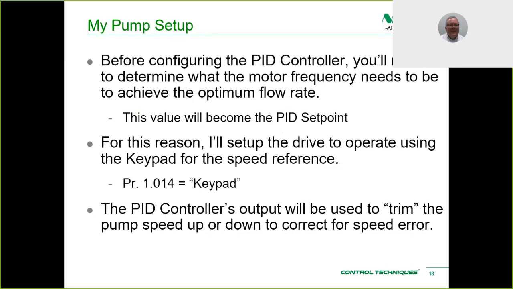And obviously I don't have a pump. I'm not working on a pump here. I've got a potentiometer for my feedback. So all I'm going to do is run my motor speed up, and while I'm running the motor speed up, observe what the feedback is. As I'm running the pump up to speed, I'm watching for the sweet spot. That's what's going to be known as my set point. Then the PID controller's output is going to be used to trim the speed up or down to correct for speed error. So in my example today, that's what I'm going to be doing. That's not the only way to do things. There's other ways you can roll too, but for today, this is what I'm going to be showing.